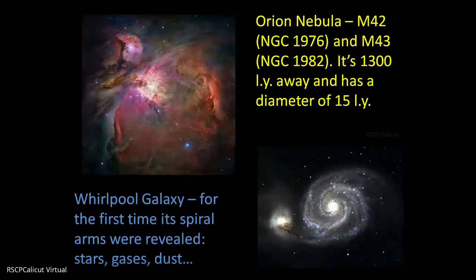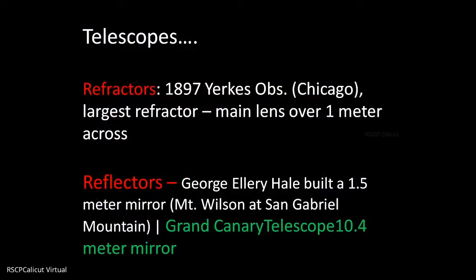You can see similarly the Whirlpool galaxy. They started being revealed using better and better telescopes. The largest refractor and reflector telescopes were being formed by 1897. People who had a lot of financial backup, supported by industrialists, constructed them. Yerkes Observatory was supported by big industrialists, and they constructed a 1 meter lens at Yerkes Observatory in 1897.